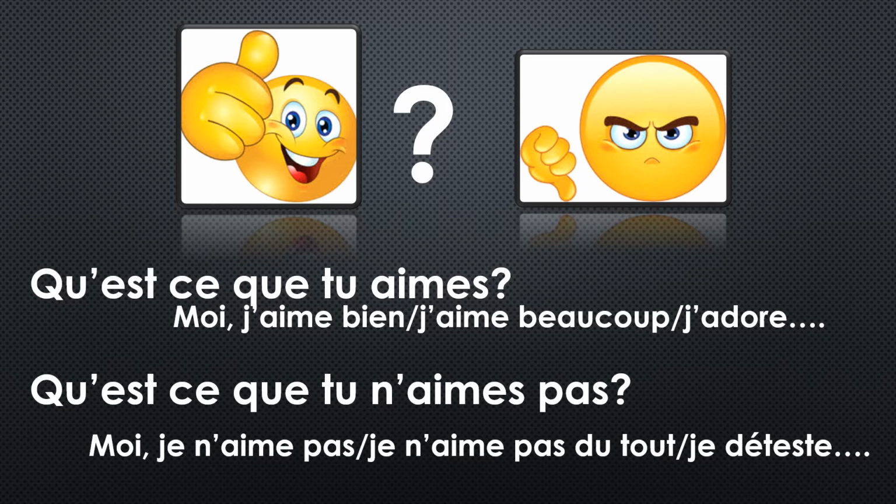And again, to emphasize that that is your preference, your position, you can emphasize by using the pronoun moi, me. Moi. And answer this way. Moi, je n'aime pas. Moi, je n'aime pas du tout. Or moi, je déteste. And you would add the thing that you do not like.